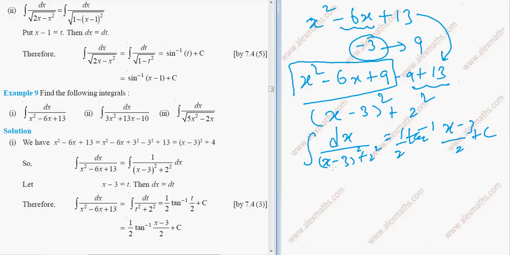Okay, I'll show you another problem, how to do the completing square when there is a coefficient 3 for the x square.